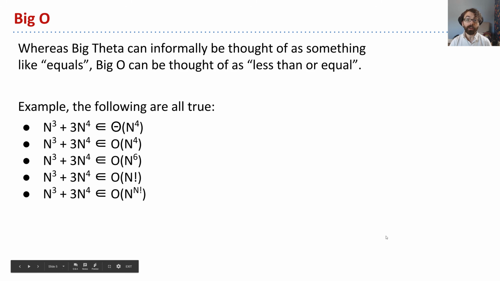Now Big O is actually a very closely related idea. Whereas you can think of Big Theta as something like equals, you can think of Big O as less than or equal. So for example, if we have the function n cubed plus 3n to the fourth, we could say that it is Big Theta of n to the fourth, but we could also say it's Big O of n to the fourth, because this function's order of growth is less than or equal to n to the fourth. It is also Big O of n to the sixth, because its order of growth is less than or equal to n to the sixth. It is also Big O of n factorial, n to the n, or any other family of functions that grows faster than n to the fourth. So that's the idea of Big O, just informally, and we'll talk about why it's useful in a moment.